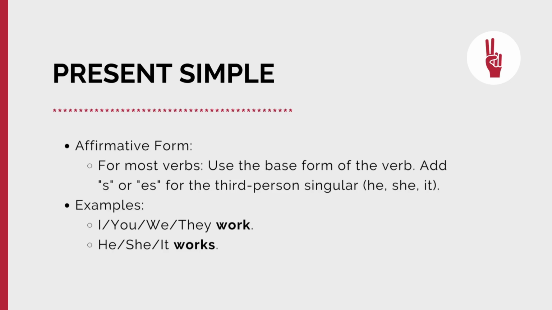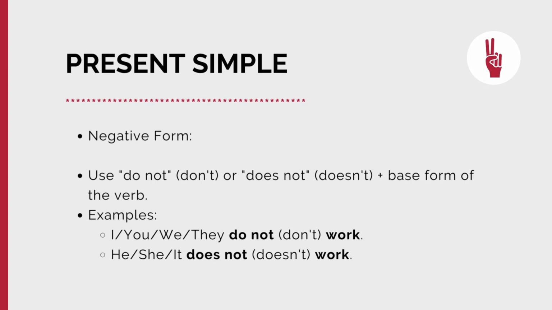To form the present simple in negative form, we use do not or don't and does not or doesn't, plus the base form of the verb. Example: they don't work. It doesn't work.